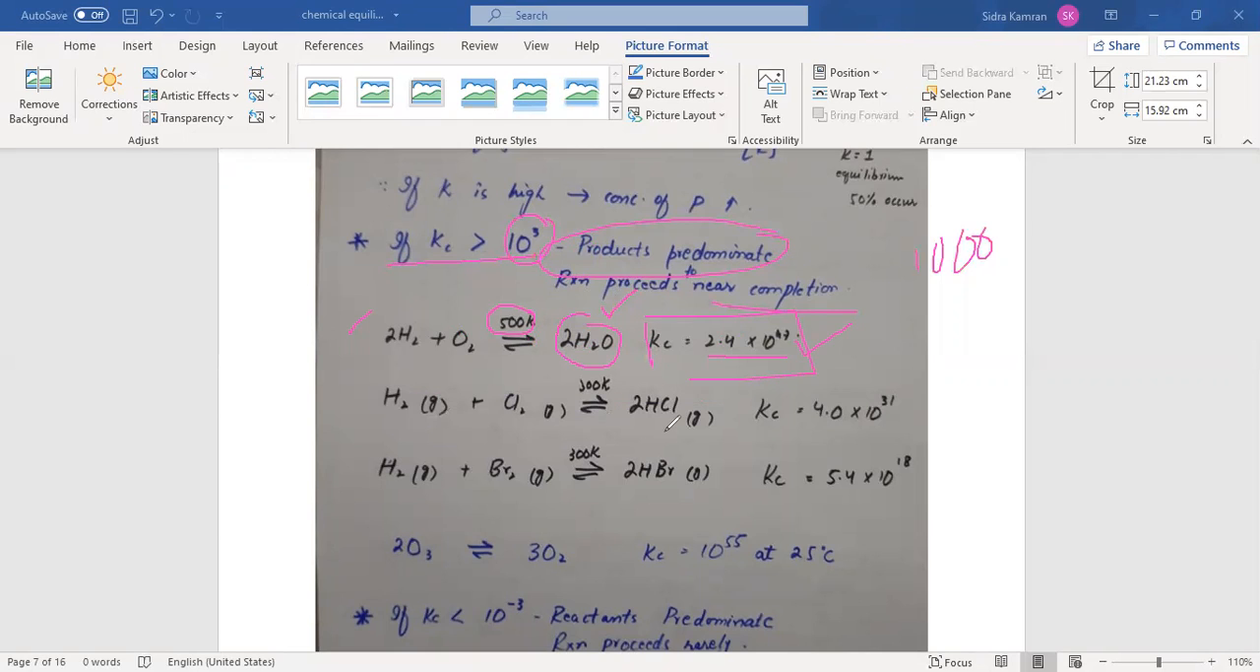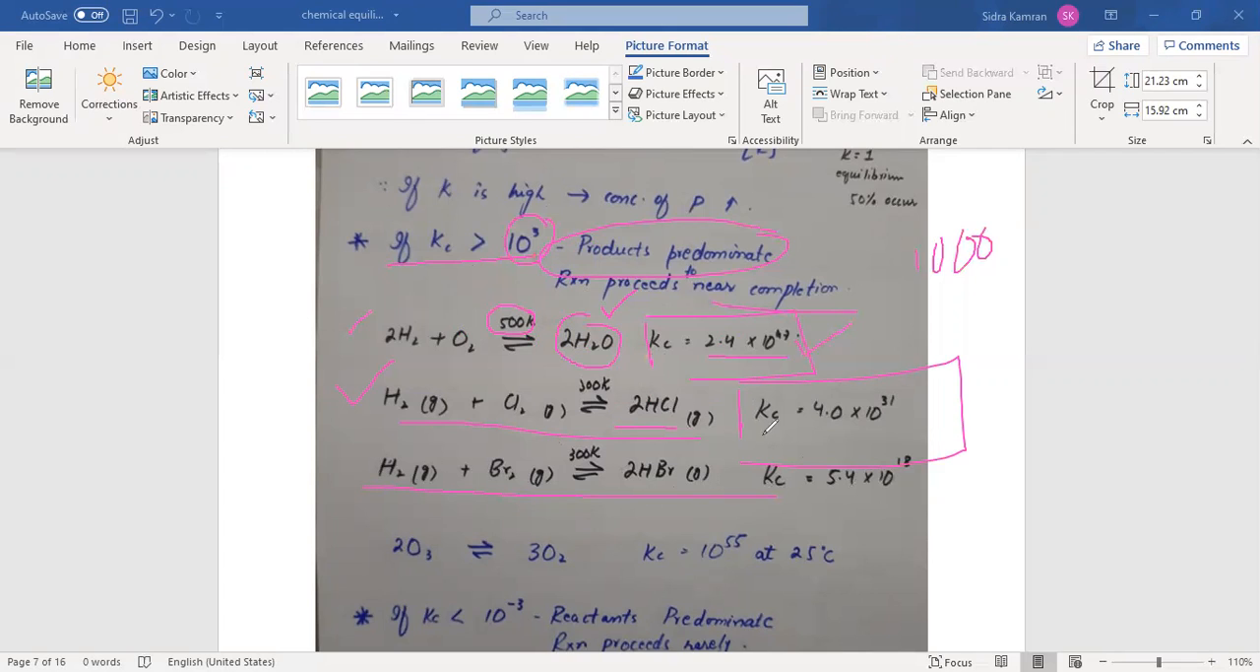In the second reaction, the formation of hydrochloric acid, the value of the equilibrium constant is 4.0 × 10^31, which is higher than 10^3. So this reaction is near to completion. By the value of K, we can tell that products are predominant. In the same way, in the third reaction, the equilibrium constant has a value of 5.4 × 10^18, which is higher than 10^3. So this reaction is near to completion, and products are dominant.